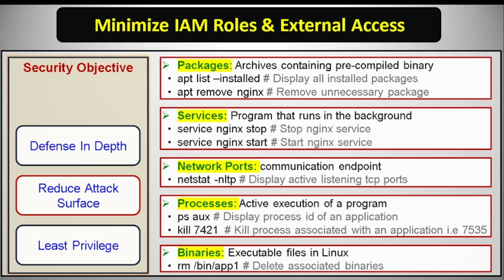Packages are archives containing precompiled binaries. The command to display installed packages and to remove them is shown on the screen. Services are programs that run in the background. To start or stop a service, the command is flashed on the screen. The network ports are communication endpoints. To view active listening TCP ports, the shown command can be used. Processes illustrate active execution of programs, while binaries are executable files on Linux. The commands to kill a process and delete binaries are shown on the screen.